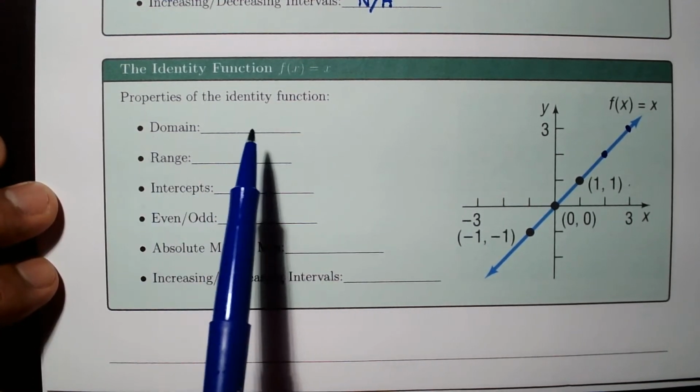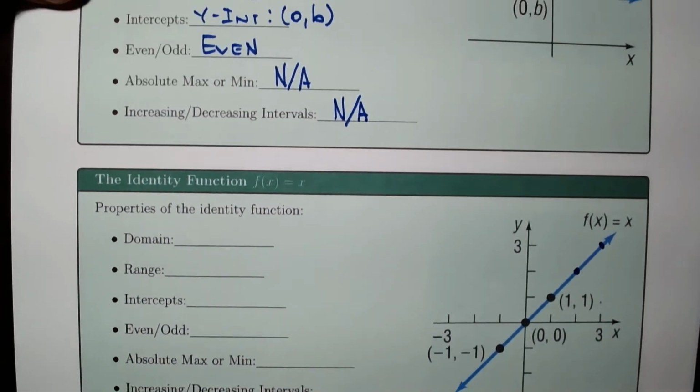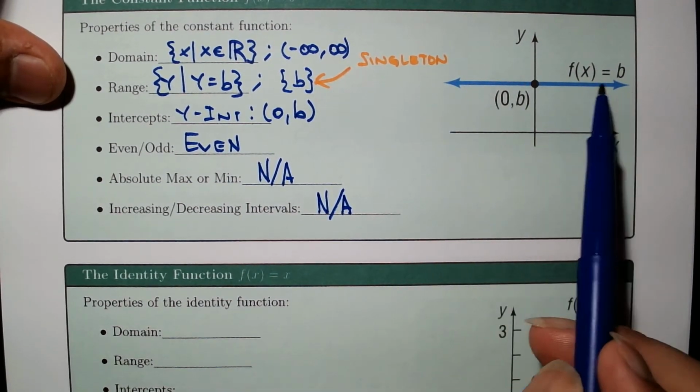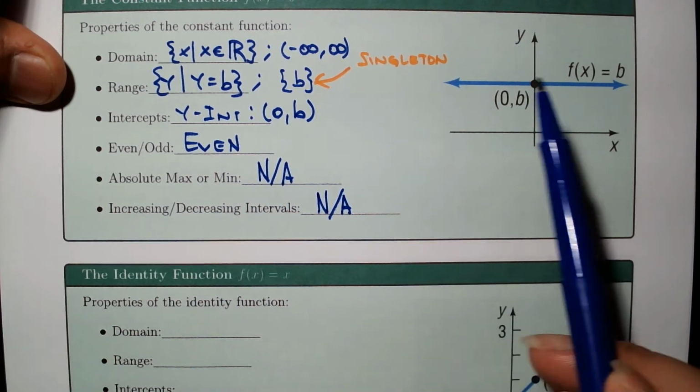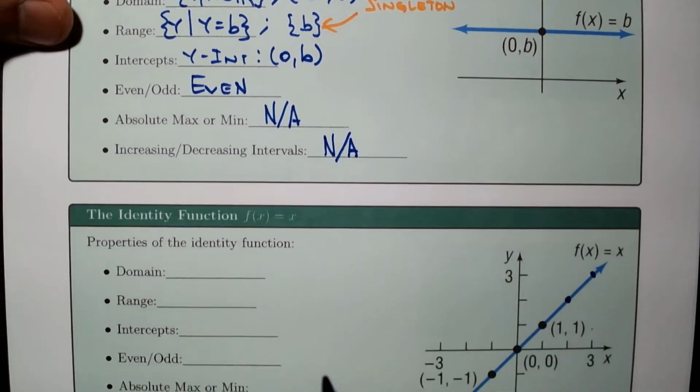Alright, what about the domain? Unlike the previous graph, in this case it was really clear that the domain came from negative infinity and went all the way to positive infinity.